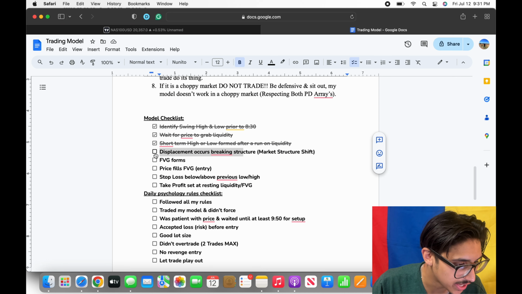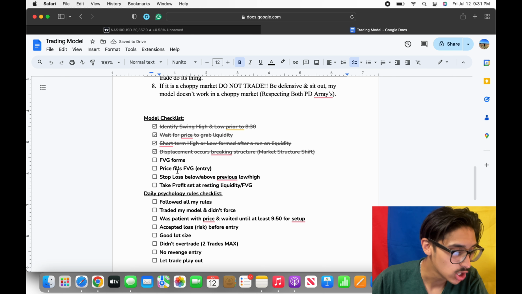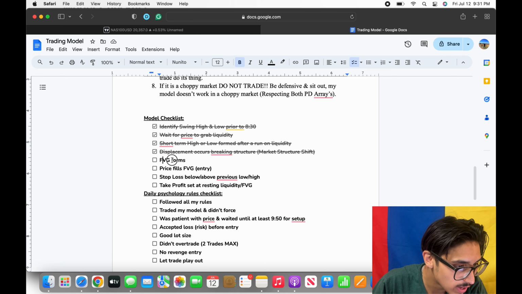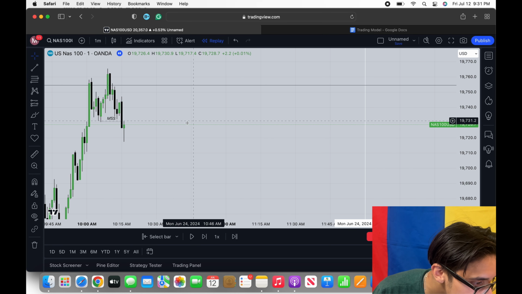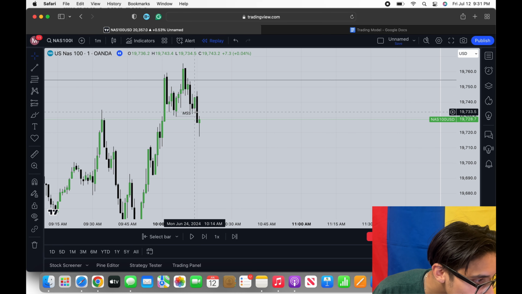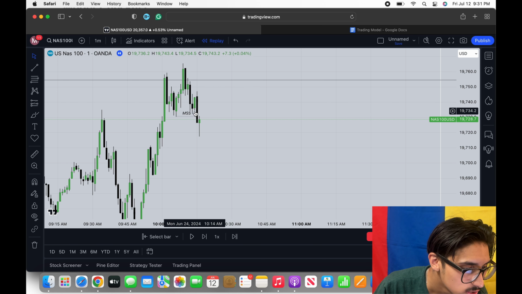So that's another thing. So now, after that displacement occurs, what are we looking for? A fair value gap to form. What is our fair value gap? You see this candle's low to this candle's high? You see how there's a gap right there?